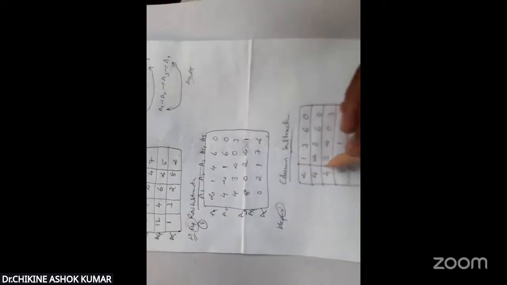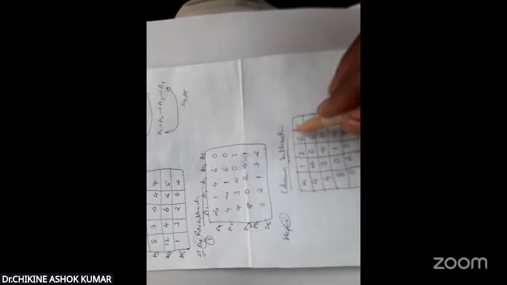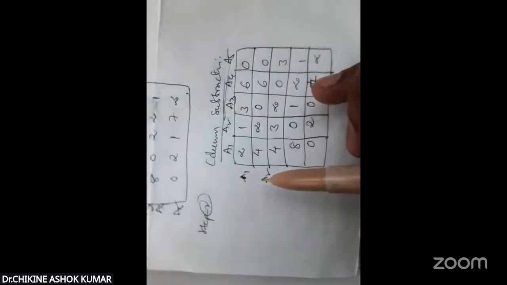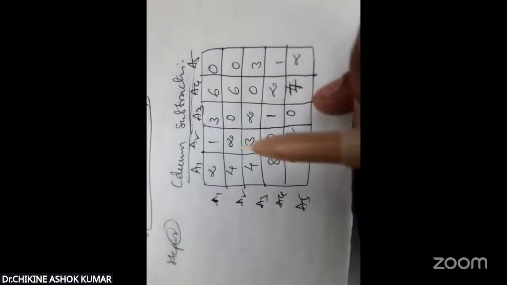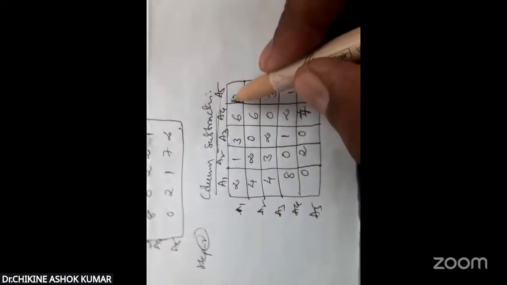So this is the matrix. First, take the notations row wise and column wise, which must be the same: A1, A2, A3, A4, A5 for rows and A1, A2, A3, A4, A5 for columns. See here, now we are coming to the assignment procedure. In the first row we have a 0, so I'll indicate the assignment here.